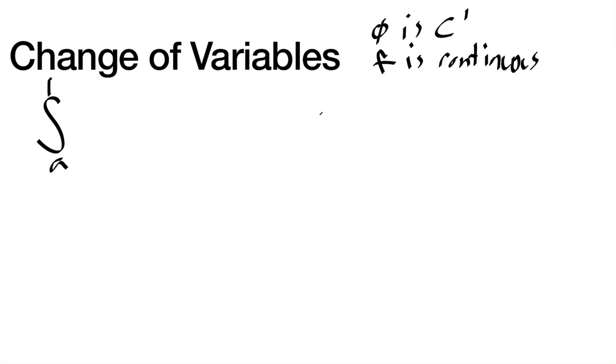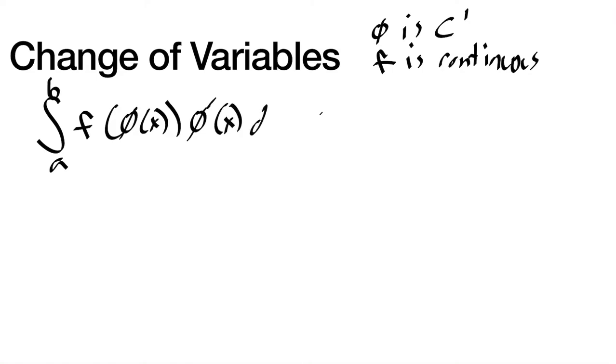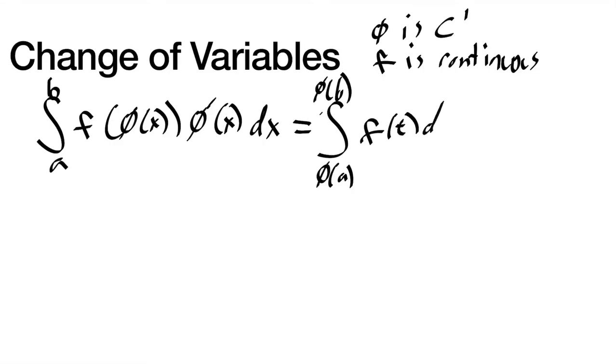So if phi is C1 and f is continuous, then we get this integral: the integral from a to b of f of phi of x, phi prime of x dx is equal to the integral from phi of a to phi of b of f of t dt. So basically, this is what we know as the change of variables. Some people call it the substitution rule.